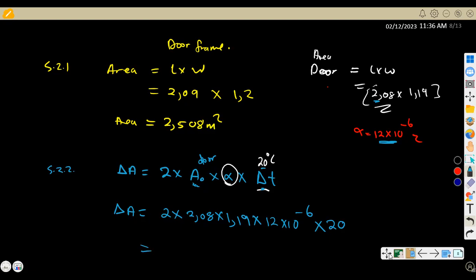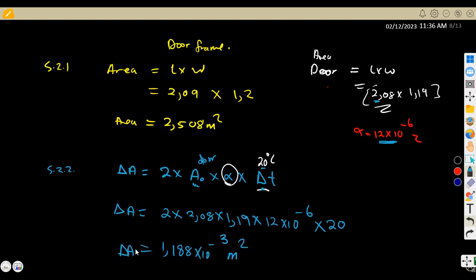Okay, with this, we can calculate everything on our calculator. Guys, I want you to use your calculator properly. You're going to obtain something like 1.188 times 10 to the exponent of negative 10 square meters. So that's the change in area. Make sure that you insert the values properly. It's as easy as that.